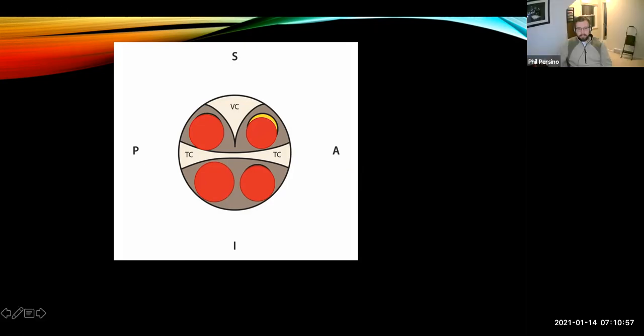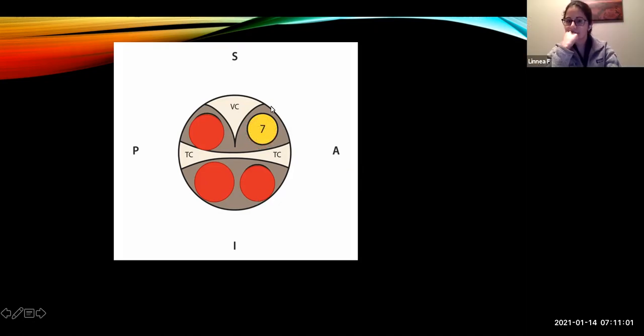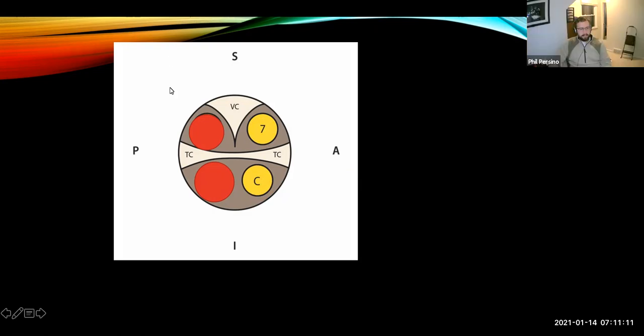Cranial nerve 7. Perfect. And what's the inferior anterior structure? Cochlear nerve. Beautiful. And how do you remember that? 7 up, coke down. Loving it. And what are our two posterior friends? Vestibular nerves. Wonderful. Superior and inferior.